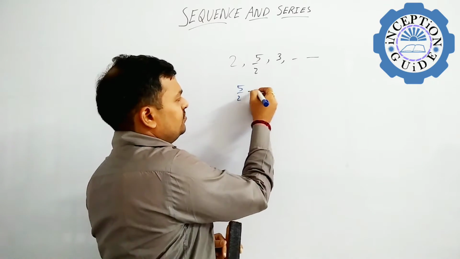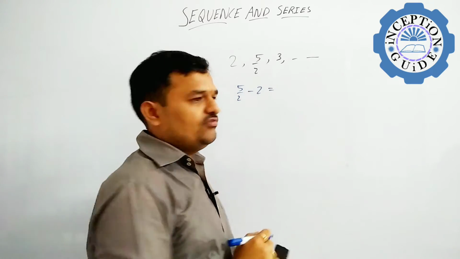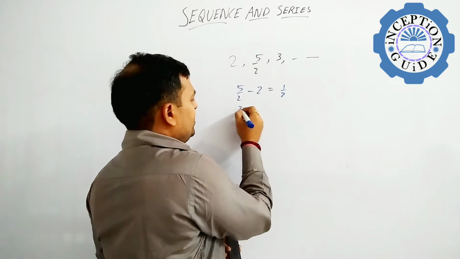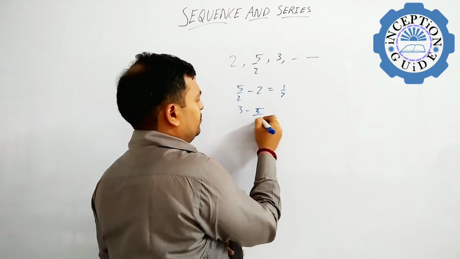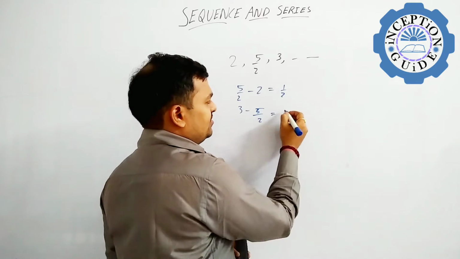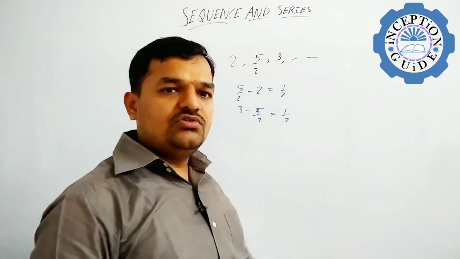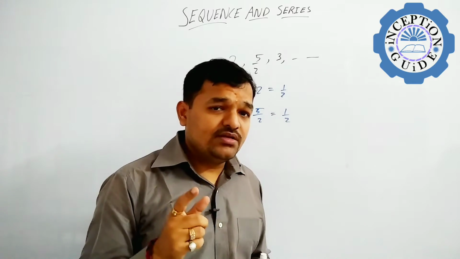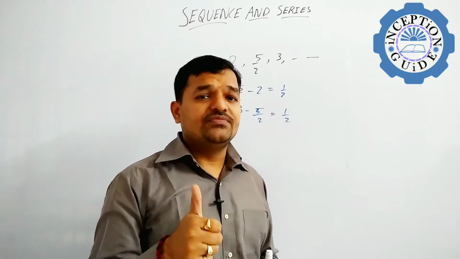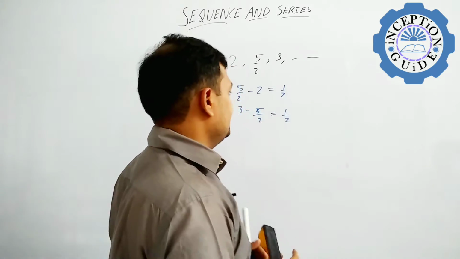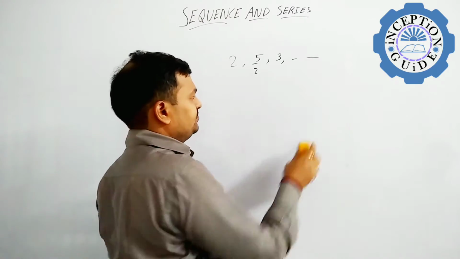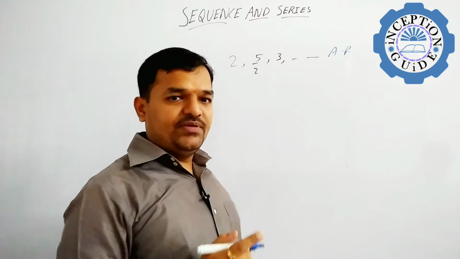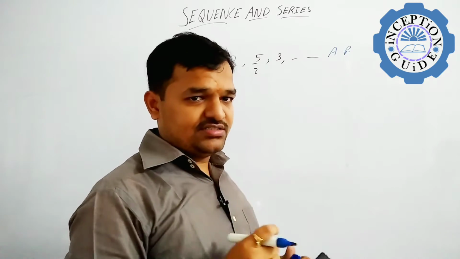So 5 by 2 minus 2 will be equal to 1 by 2. Then 3 minus 5 by 2, again the difference is 1 by 2. So now students, as we can see, the difference is common, so the sequence is in AP. Yes, the sequence is in AP because of the common difference.